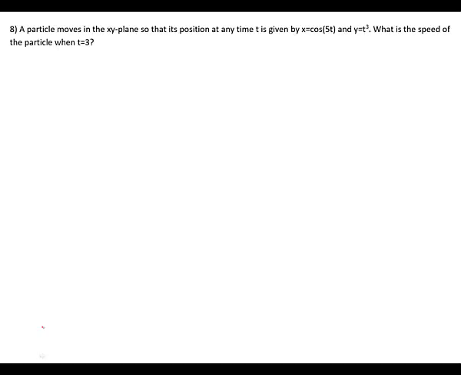All right. A particle moves in the xy plane so that its position at any time t is given by this function and this. What is the speed of the particle when t is equal to 3? So remember, speed is the same as magnitude. Okay, so speed is the same as magnitude. So we're going to take the square root of the derivatives of the function. Okay? So what's the derivative of the x component?